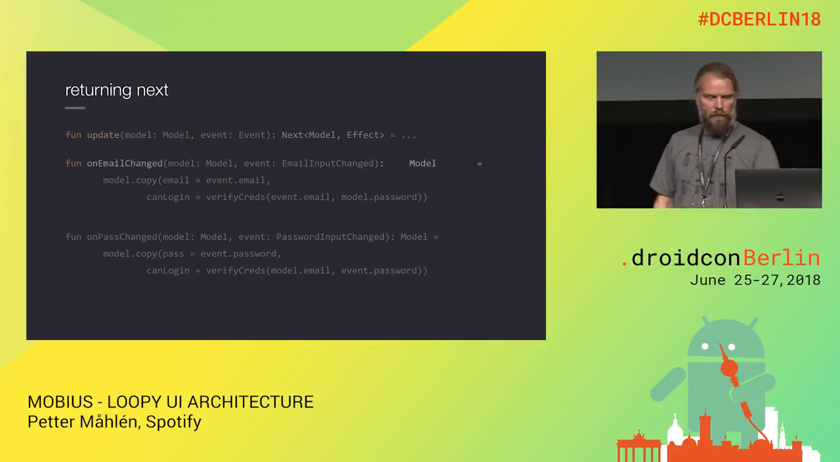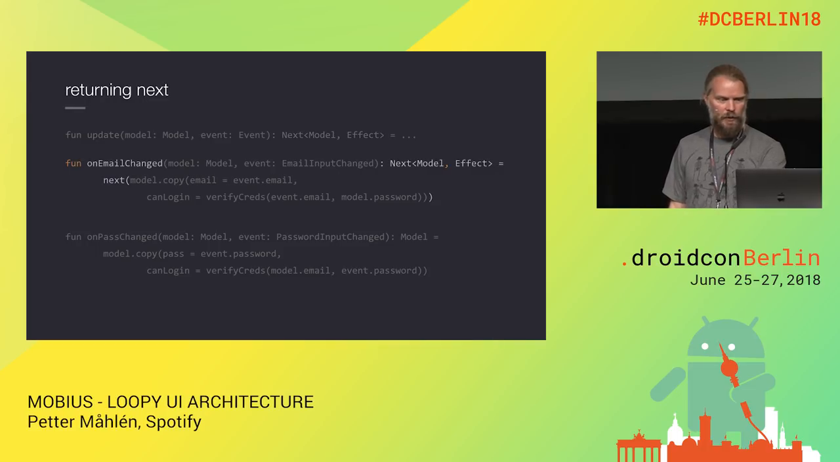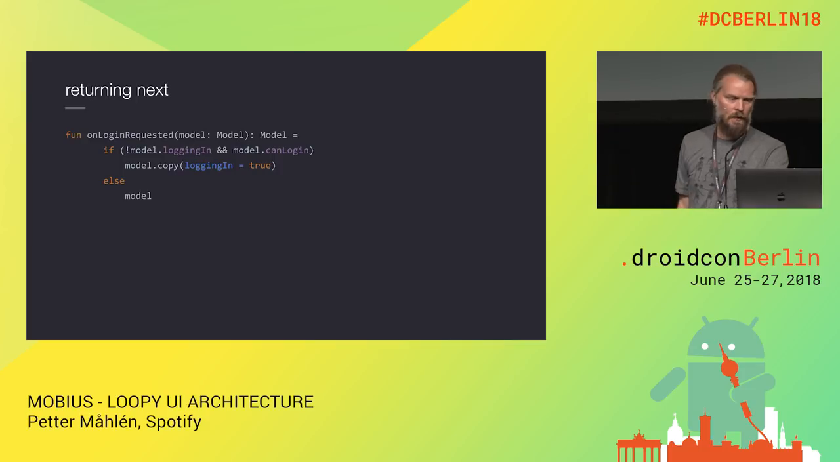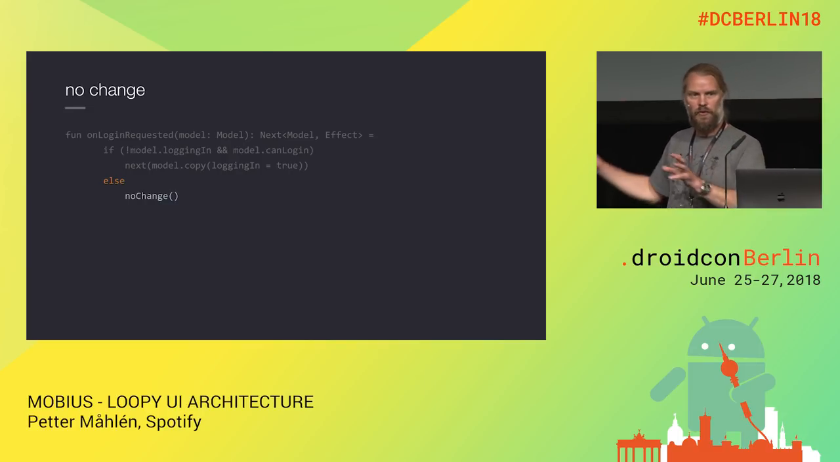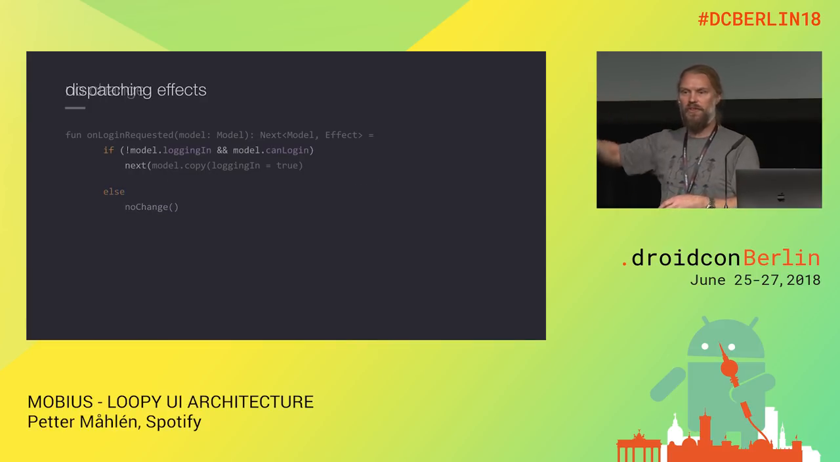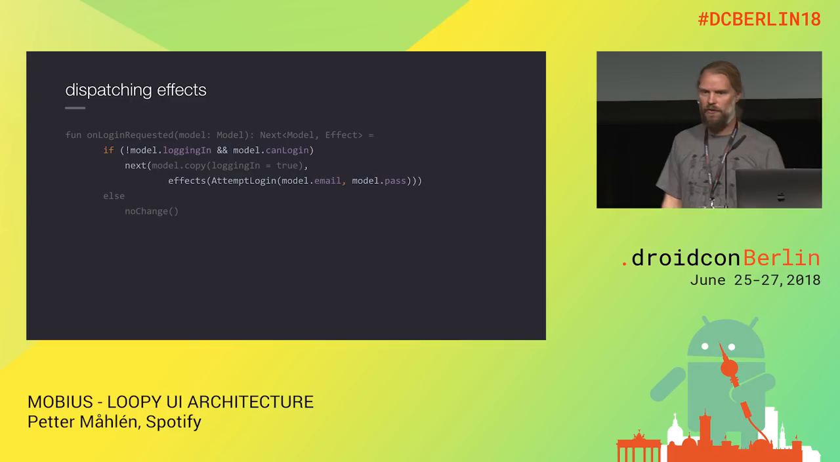So let's get correct about the update function and change it so that it returns Next. In this case, we're using the first factory method, just saying update the model. And same thing for when the password changes. And now we can get to this onLoginRequested method. And this is a direct translation. But we see instead of returning the same model, which means that the UI will render itself once more, we can just say no change, so there's no change.